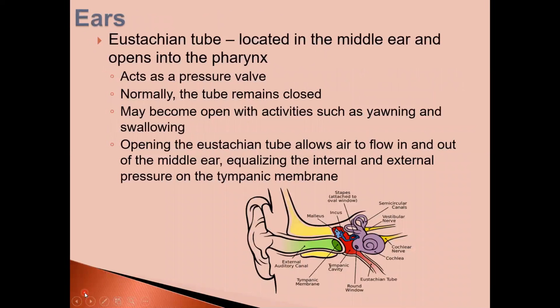So what's the eustachian tube? Well, that's located also in the ear and opens into the pharynx. And we all have heard of the eustachian tubes. It's right here. Okay? And it acts as a pressure valve. Normally the tube remains closed, but occasionally it can have a problem and constrict. It may become open with activities such as yawning and swallowing. Opening the eustachian tube allows air to flow in and out of the middle ear, equalizing the internal and external pressure on the tympanic membrane. So it equalizes the pressure.